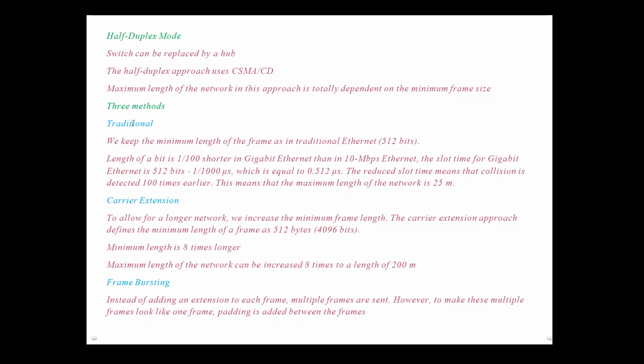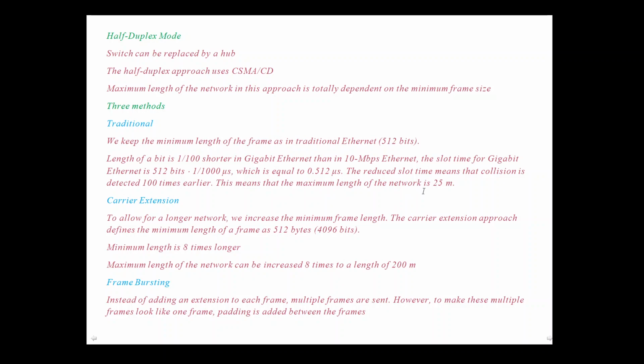The first one is the traditional method. Here we keep the minimum length of the frame as in traditional Ethernet, that is 512 bits. The slot time for gigabit Ethernet will be equal to 0.512 microseconds. This reduced slot time means that collision is detected 100 times earlier. This means that the maximum length of the network is 25 meters.